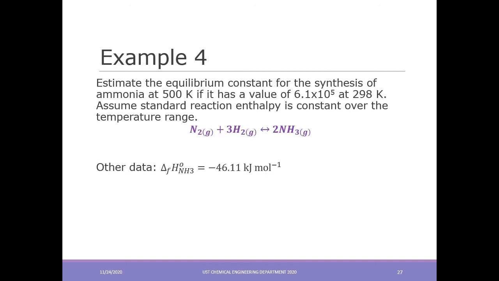Let's consider this example. Estimate the equilibrium constant for the synthesis of ammonia at 500 Kelvin if it has a value of 6.1 times 10 to the 5 at 298 Kelvin. Assume standard reaction enthalpy is constant over the temperature range. The formation enthalpy of ammonia is also given.